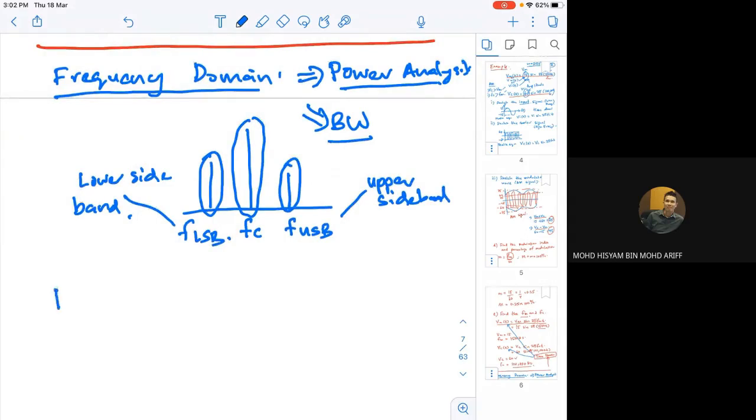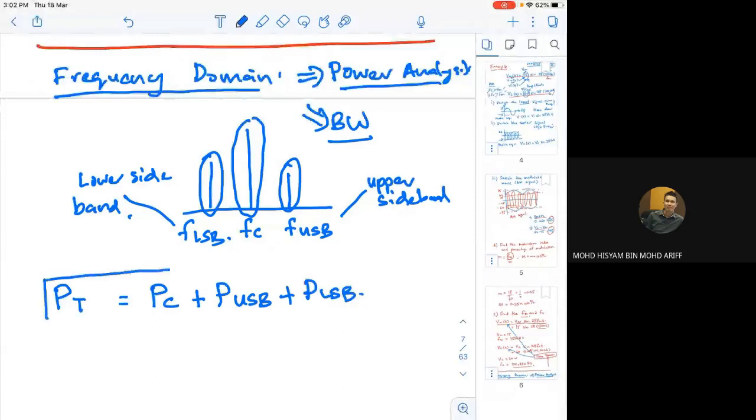Total power transmitted. P total equals P carrier plus P upper sideband plus P lower sideband. This formula you copy out, don't worry. This you must know.